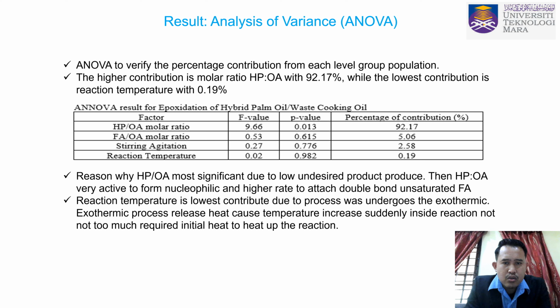is the temperature. The reason hydrogen peroxide is higher is due to the low undesired product produced. Then the hydrogen peroxide is very nucleophilic, with a higher rate of attack on the unsaturated double bond of fatty acid. And the reaction temperature has the lowest contribution because the process undergoes an exothermic reaction. The exothermic process releases heat, causing the temperature to increase suddenly inside the reaction, and it is not required to heat the process back up.